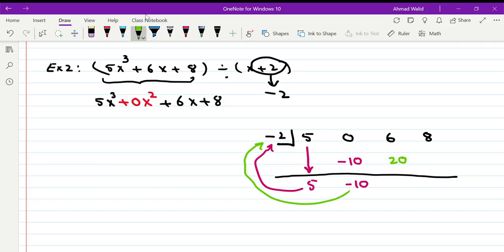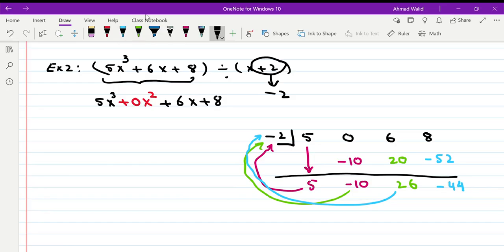Correct? Again, multiply negative 10 with negative 2, which gives you positive 20 right above the line. 6 plus 20 gives you 26. Again, multiply 26 with negative 2, which gives you negative 52. Under the next column, and add 8 minus 52 should give you negative 44. Am I right? Yes, negative 44.